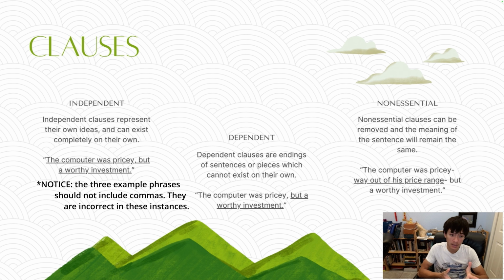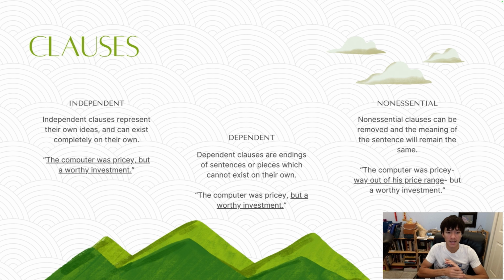We have our independent clauses, which represent their own ideas, and they can exist completely on their own. So underlined here, I have what an independent clause is. The computer was pricey, but a worthy investment. This is a complete idea and can exist on its own and will be grammatically correct.